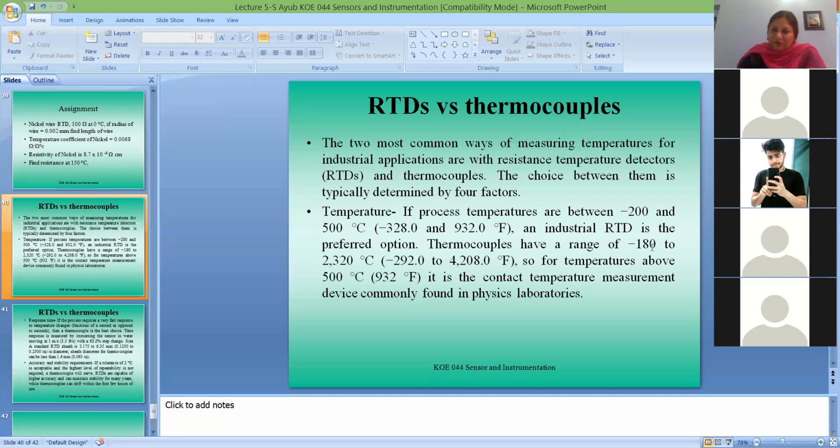And thermocouples have a range of minus 80 to 2320 degrees Celsius. In last time also we have seen, in first slides also we have seen that it measures from minus 200 to 2200 degrees Celsius. So it is minus 80 to 2320 degrees Celsius. So it is a wide range of temperature. If you do not want to measure such wide range of temperature, then you should not use thermocouples. And it is contact temperature measurement device commonly found in physics laboratories. So if your temperature measurement ranges between this, you use RTD. If your temperature ranges between these high temperatures, then you use thermocouple.